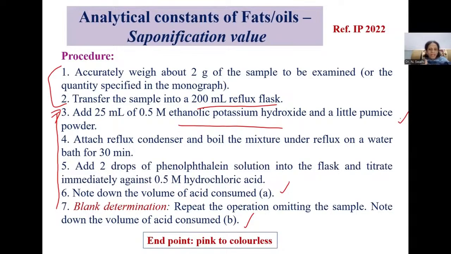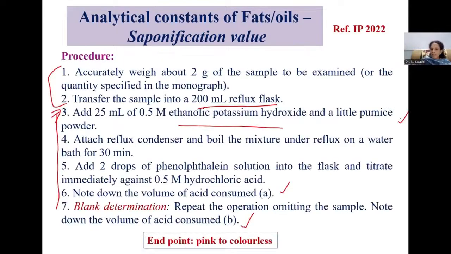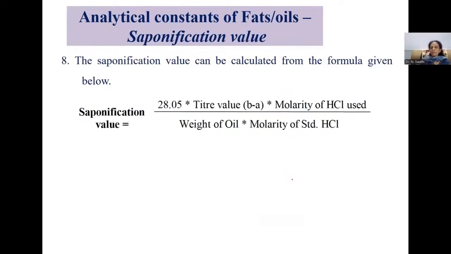Now, whatever the A value and B value are in this particular titration, we will substitute these values in the formula given for the saponification value. The formula for the saponification value is 28.05 multiplied by the titer value. Here the titer value is the difference between the blank determination and the actual assay value. So we do B minus A, that is considered the titer value, multiplied by the molarity of HCl used, divided by the weight of the oil sample, multiplied by the molarity of standard hydrochloric acid.